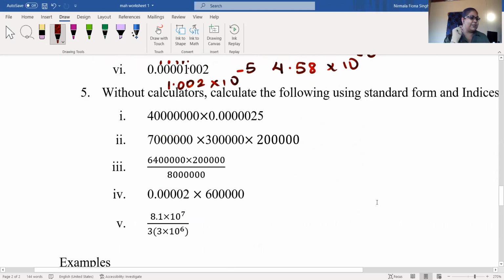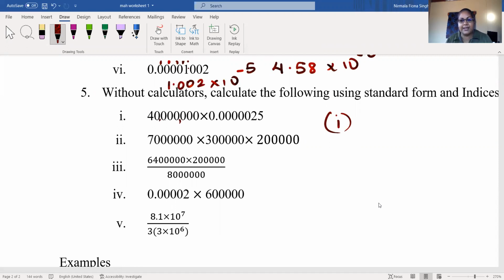Last one, I want you all to work this out without using a calculator. This is how we do them, applying laws of indices to standard form. So first things first, I'm going to show you how to do the first one because class is nearly over. You all do the rest. So I have a big number. I have 40 million multiplied by 0.000025.